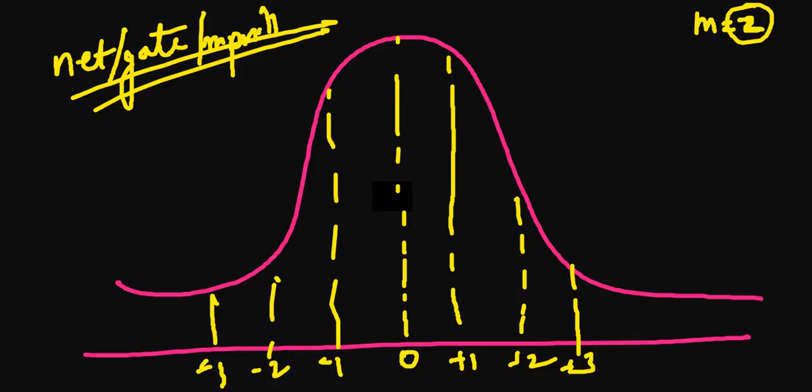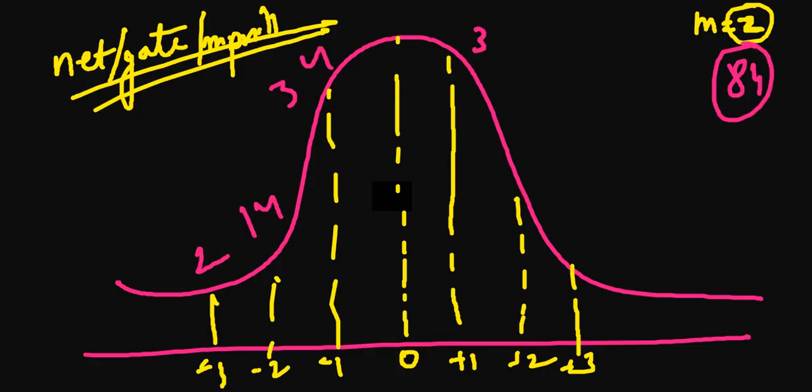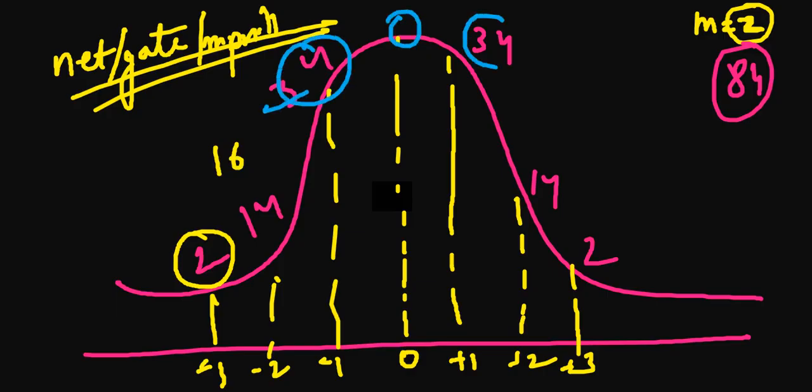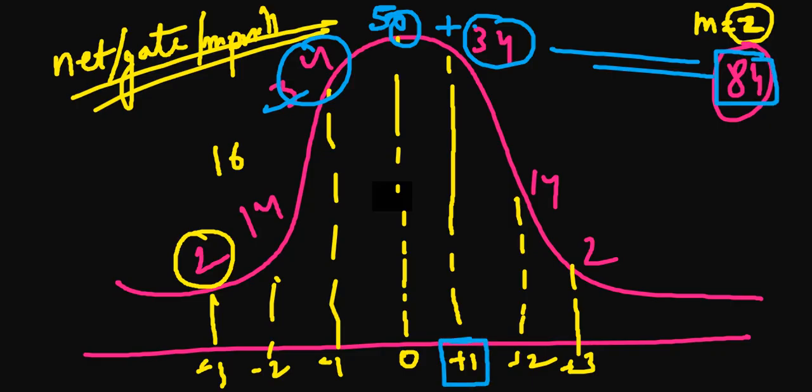Now what if I have to calculate the percentile rank for 84? So where does 84 lie? 2, 14, 34. Obviously this is 50 and 34 and 14 and 2. So what is the percentile over here? It is 2. What is the percentile over here? It will change to 16. And then we get this 34, then we get the 50, and this will be 84. If this is the 50th percentile, 50 plus 34 is going to be 84. So what is going to be the Z score for the 84th percentile rank? It will be plus 1.